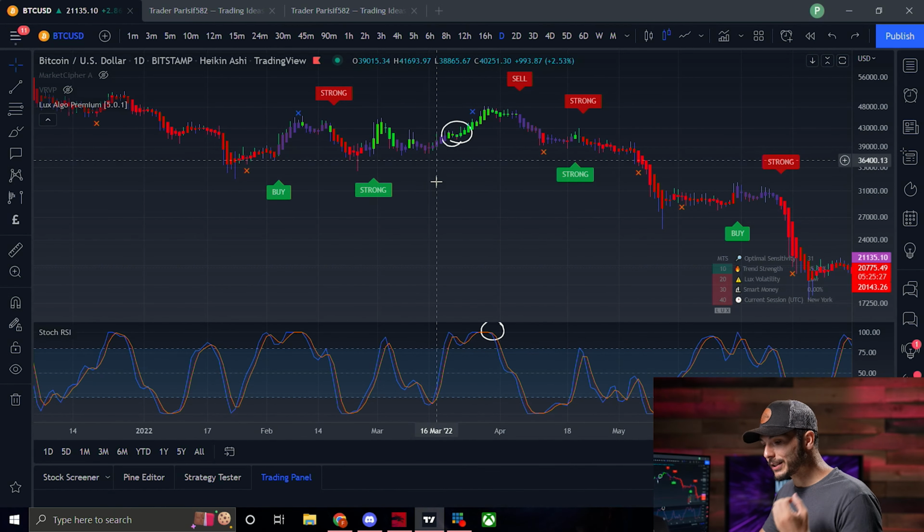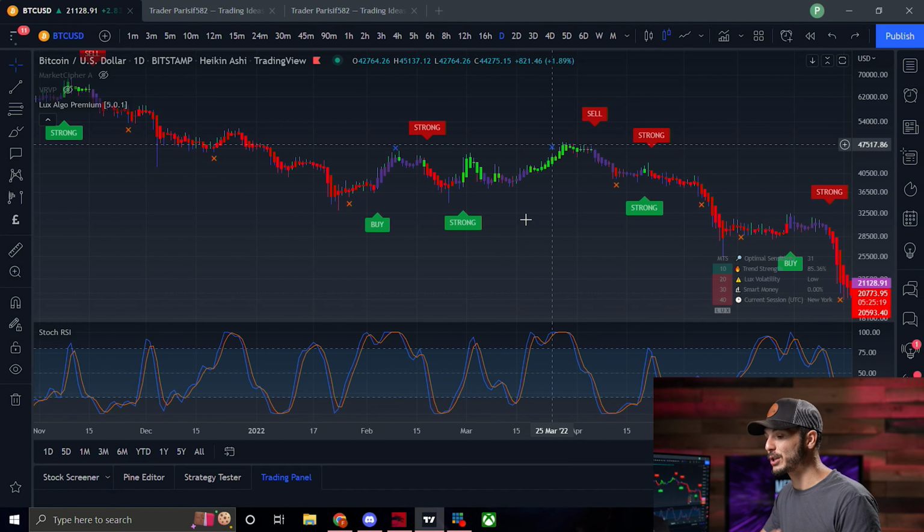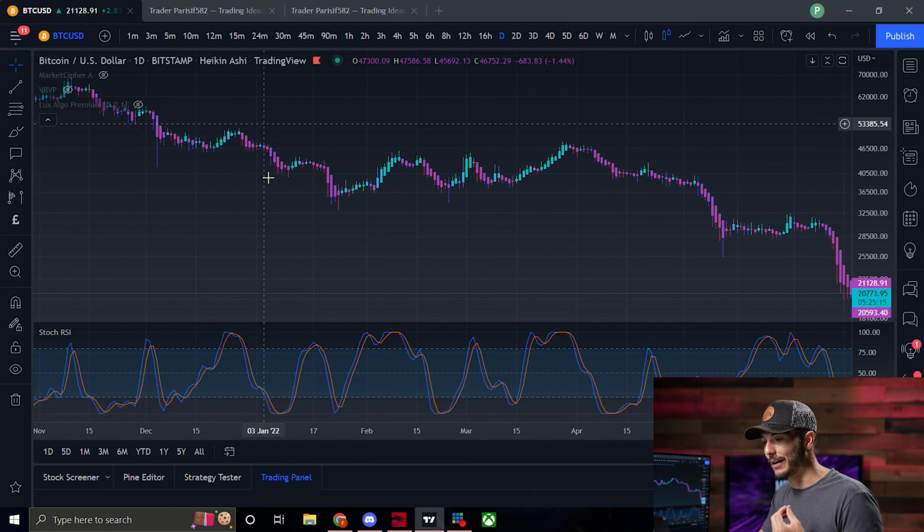So that is just some ways that you can avoid some fake signals for the stochastic RSI, because you obviously don't want to just trade based off of this, but you can use things like Lux Algo or Market Cipher A to add some confirmations.